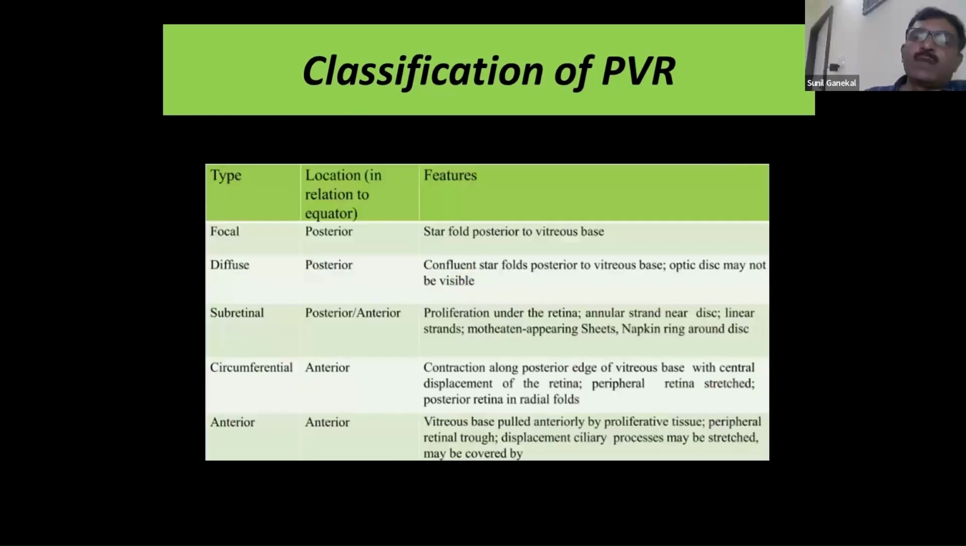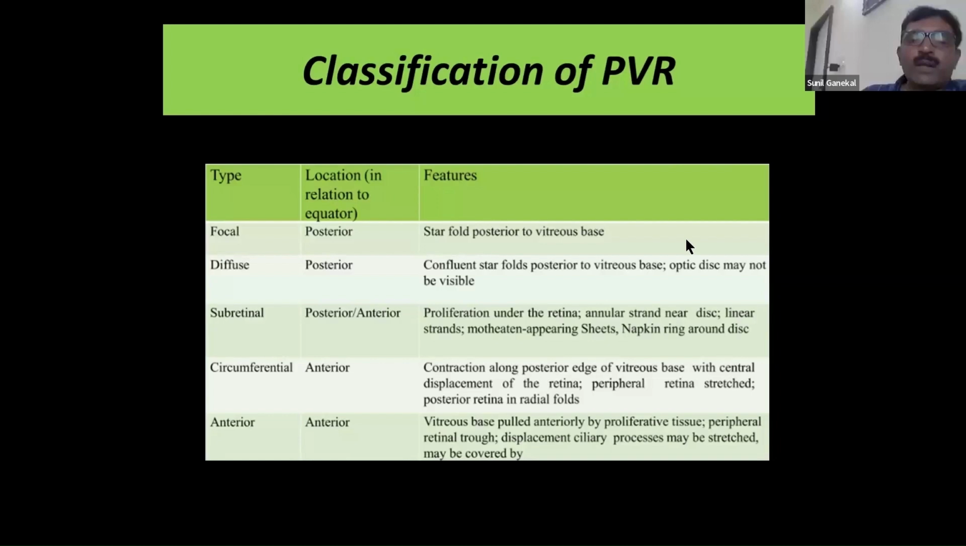Of course, based on the morphology, the posterior PVR can be either focal, that is a star fold posterior to the vitreous base, or it could be diffuse PVR, sometimes subretinal PVR, circumferential, and anterior. These are the two anterior PVRs you need to see in patients with proliferative vitreoretinopathy. The subretinal PVR could take any shape. It could be in the form of an annular ring around the disc. It could be a linear strand subretinally, or it can be a napkin ring around the disc, completely 360 degrees.